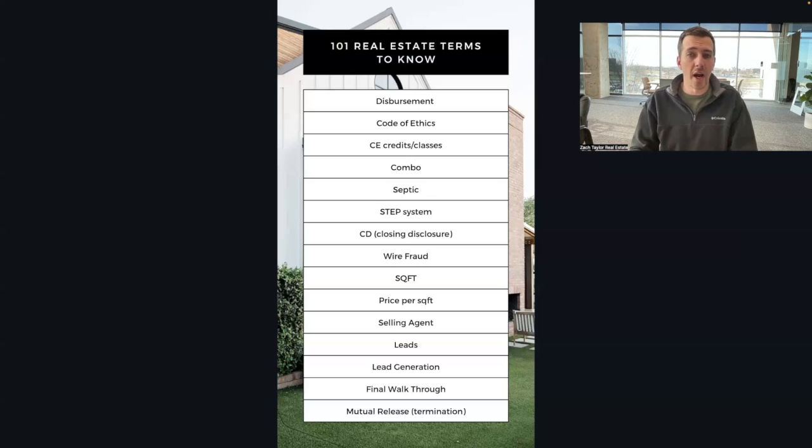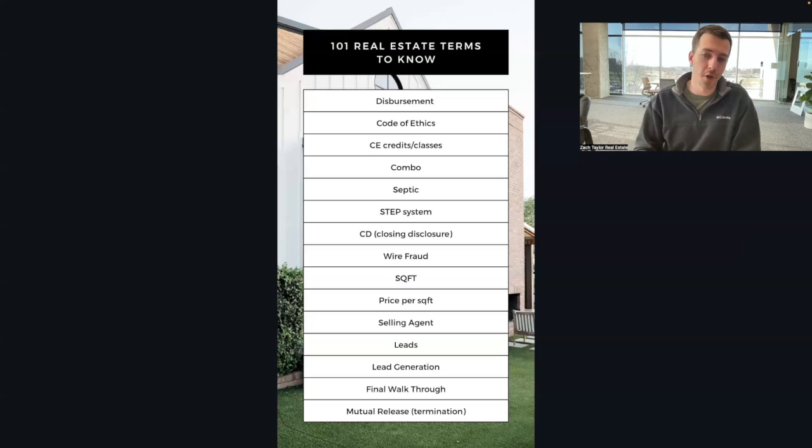Wire fraud. So you hear this a lot. Basically, this is a warning to buyers or even sellers for one-off chance, but mostly buyers. Hey, do not wire money where you're not supposed to. Always confirm wiring instructions, especially to title companies. Realtors will never ask you to wire them money. So usually there's a wire fraud disclosure statement that explains all this.